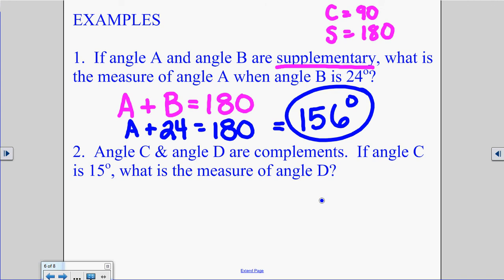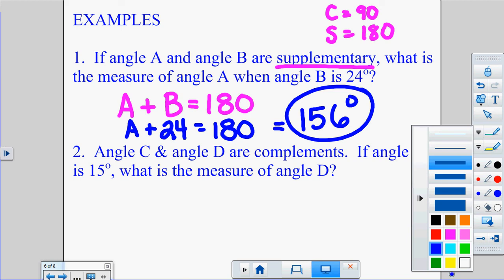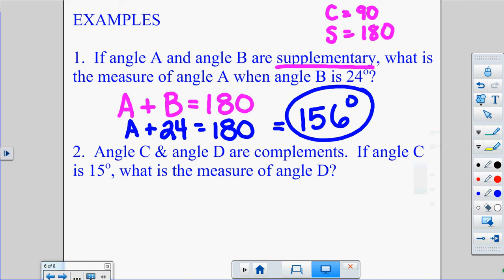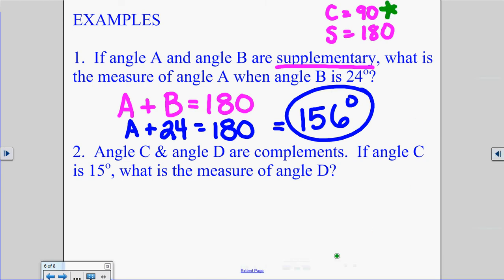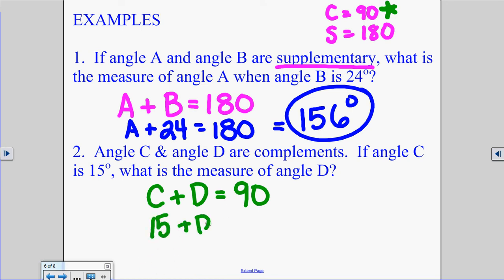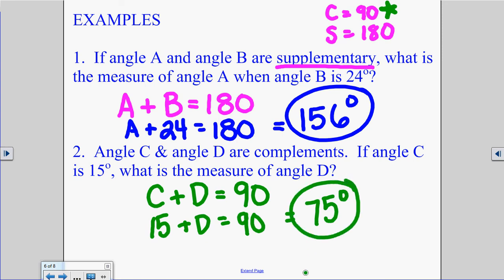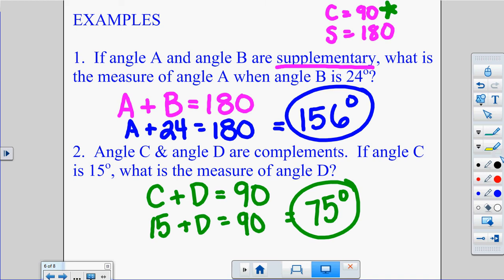Okay, number two. If angle C and angle D are complements, if angle C is 15, what's the measure of D? So try that real quick. Okay, so I know complements are 90 degrees. So C plus D has to be 90. And I know C is 15 plus D, and I need to get 90. So I'm going to subtract that, and that would equal 75 degrees. 75 plus 15 is 90.